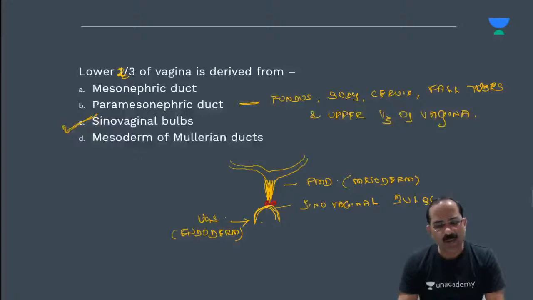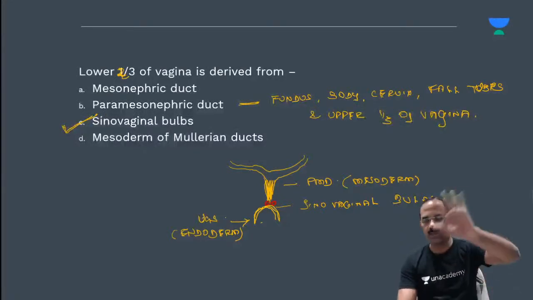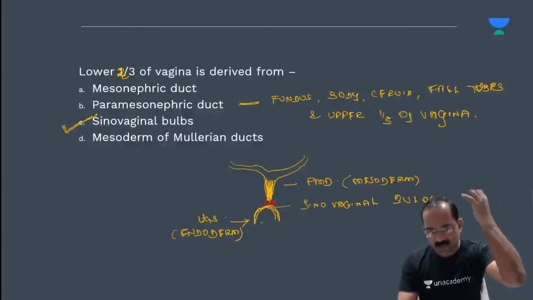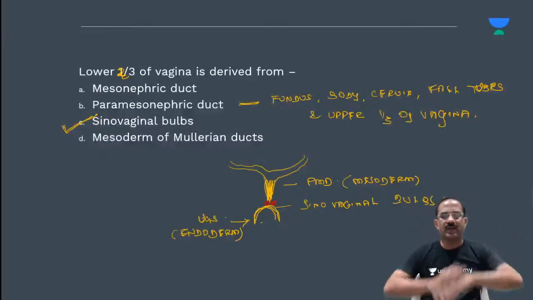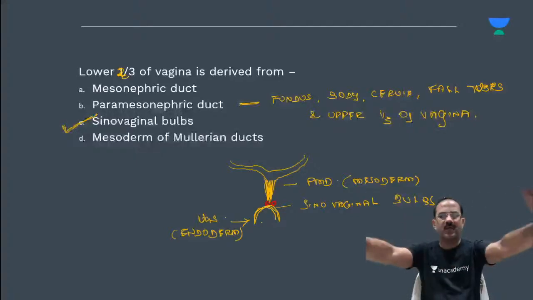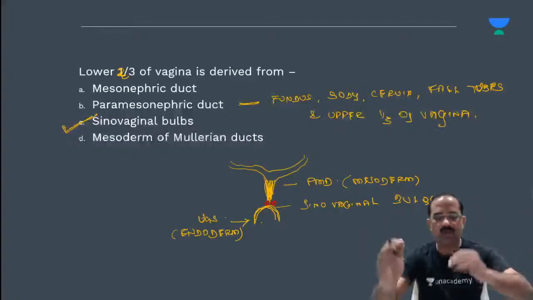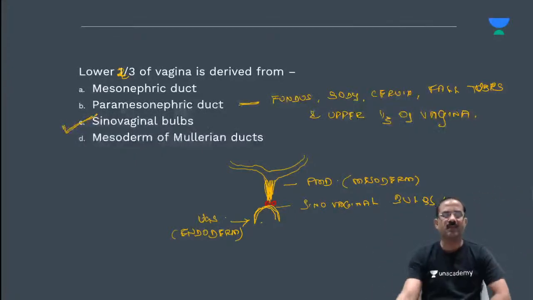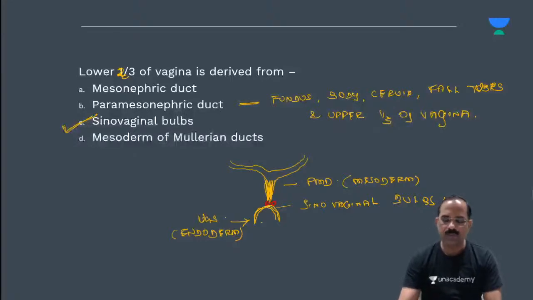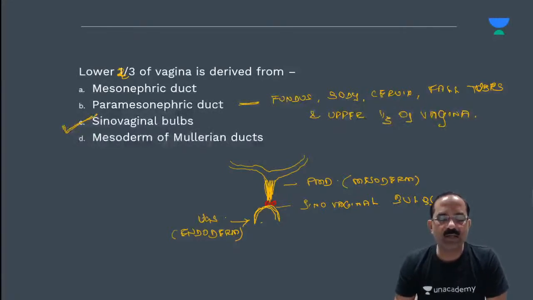Okay. What happens to the paramesonephric duct in males? Can you tell me? What does the paramesonephric duct form in females? I've told you. Fundus, body, cervix, the upper 1/3 of the vagina, and fallopian tubes. Quickly tell me, students, what does the paramesonephric duct form in males? It degenerates in males, it disappears in males, but it forms some vestigial structure. What is that vestigial structure? Anyone?